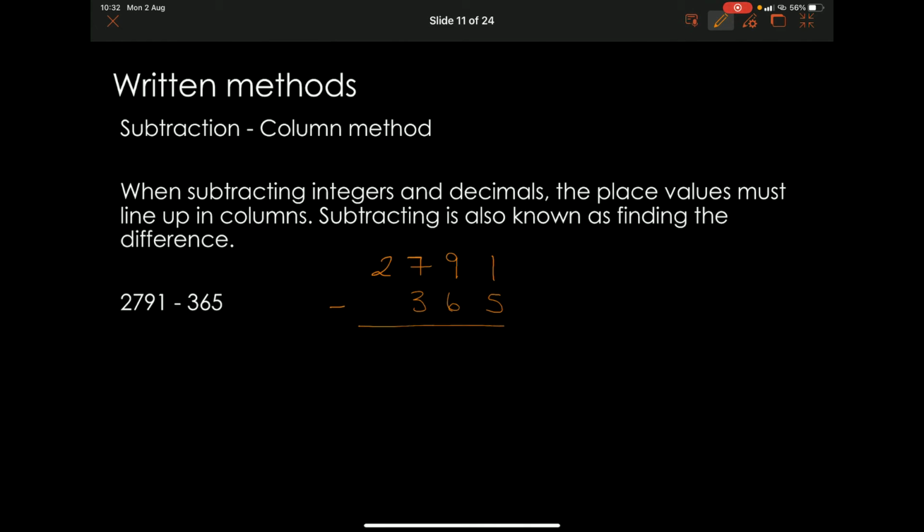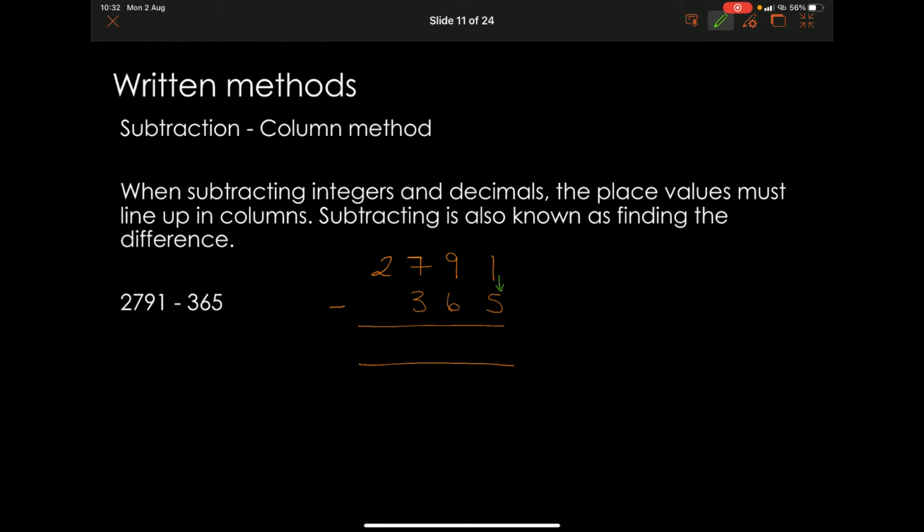Now then, there is a difference with subtraction, and I'll explain that in a minute. Well, I'll explain it now. So the first thing we're going to do is 1 take away 5. Now, even though we know we could do 1 take away 5 and it would give us -4, that's not going to help us in this case. We want a final answer with no negatives in there, because 2,791 is quite a large number and we're just taking away 365, so there will not be any negatives.